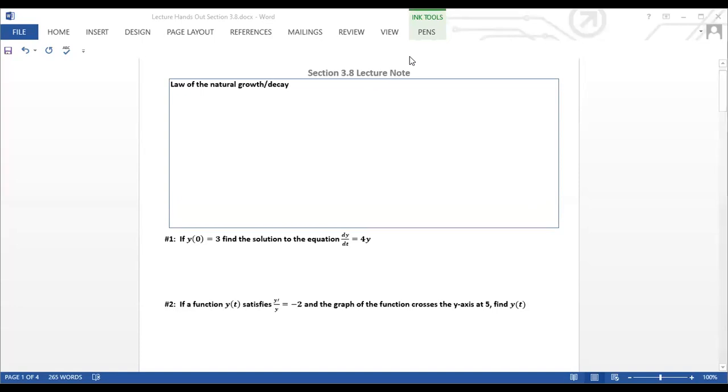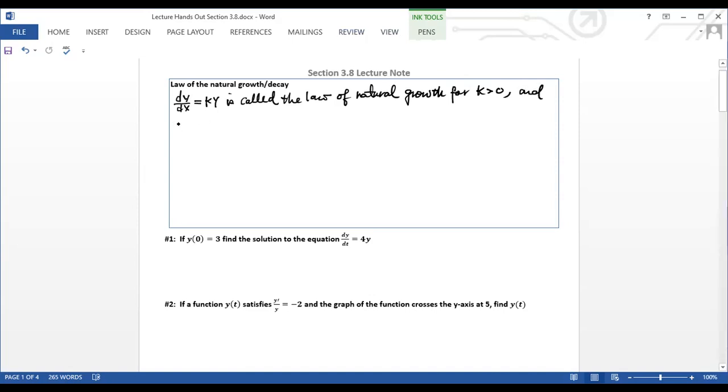Okay, so first thing, let's take a look. What is the law of natural growth? The natural growth and decay here. So we say dy/dx is equal to ky. This is called the law of natural growth for k greater than 0, and we'll say it is the law of natural decay for k less than 0, right?